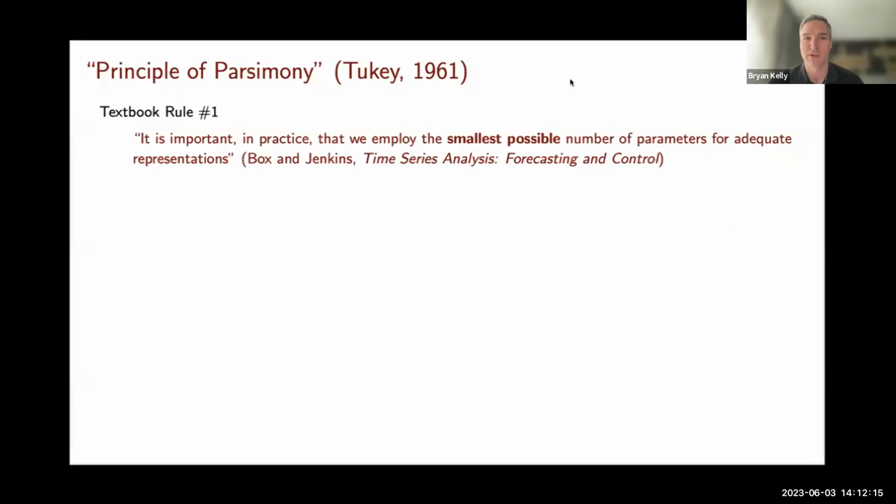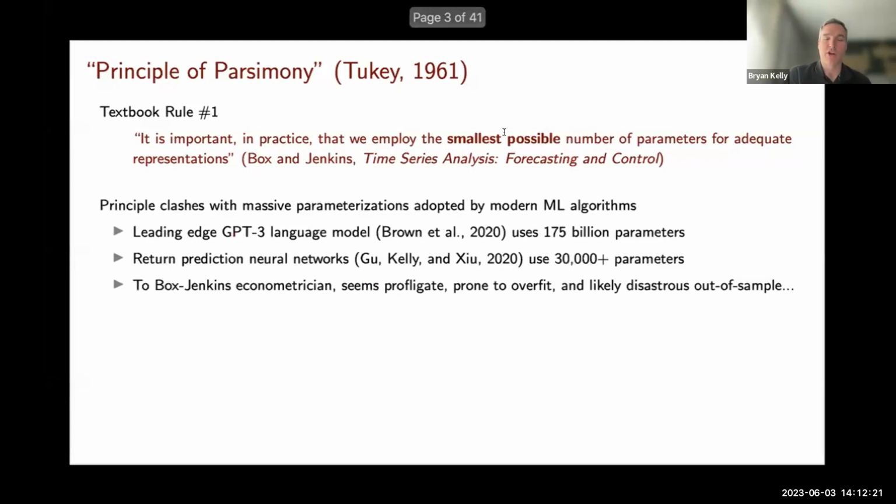This goes back to an idea from a very famous statistician, Tukey. The reason I want to start here is that we as financial econometricians are often taught to build parsimonious models, with the view that those are going to be the most beneficial out of sample, the most robust out of sample. It indeed clashes with the large parameterizations of modern machine learning.